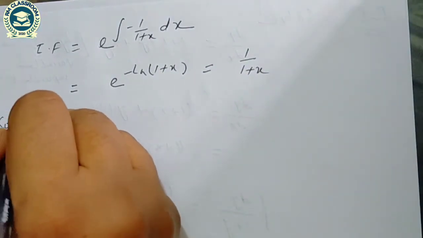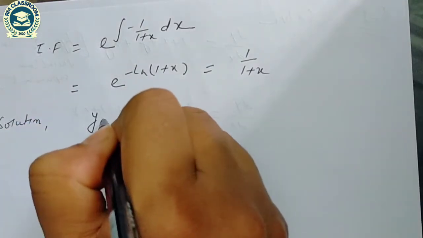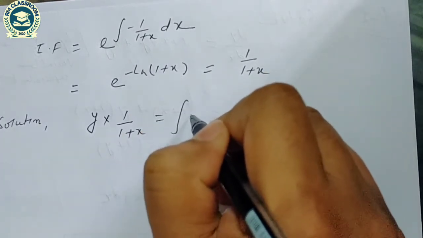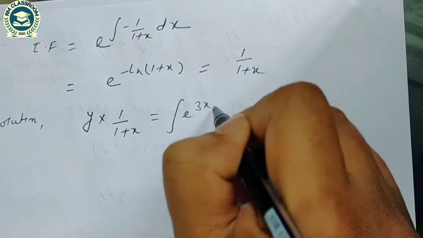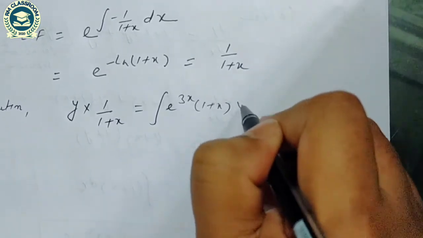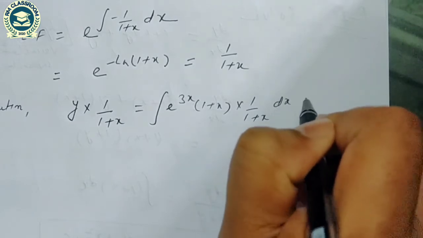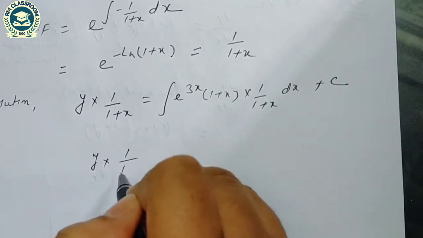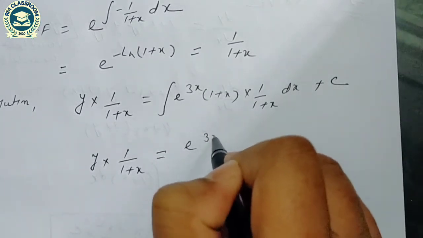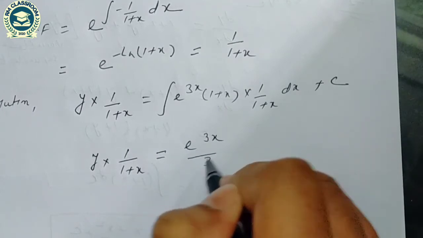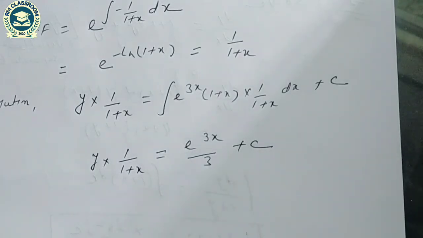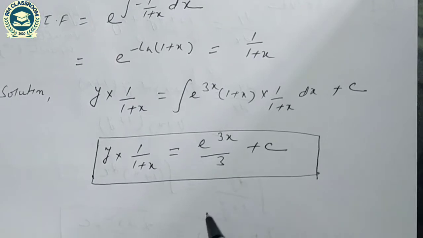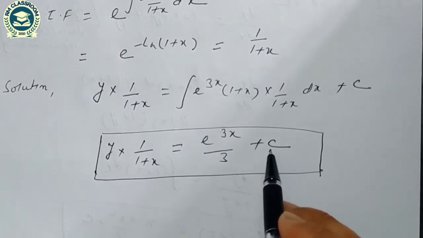So the solution: y into the integrating factor 1 by (1 plus x), equal to the integral of Q(x), which is e to the power 3x into (1 plus x), into the integrating factor 1 by (1 plus x), dx, plus c. The (1 plus x) cancels, so y into 1 by (1 plus x) is equal to e to the power 3x divided by 3 plus c. So this is the solution of this differential equation. With the help of a suitable boundary condition, we can compute the value of this constant.